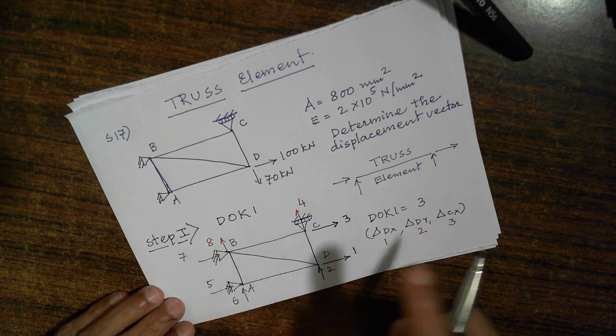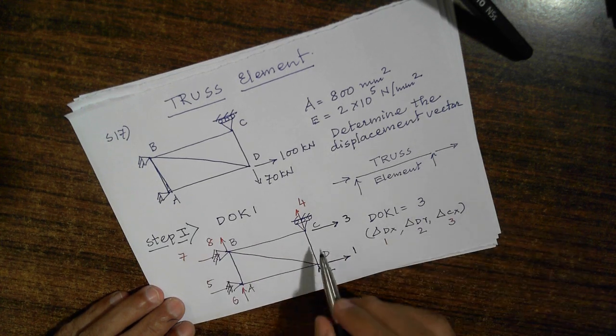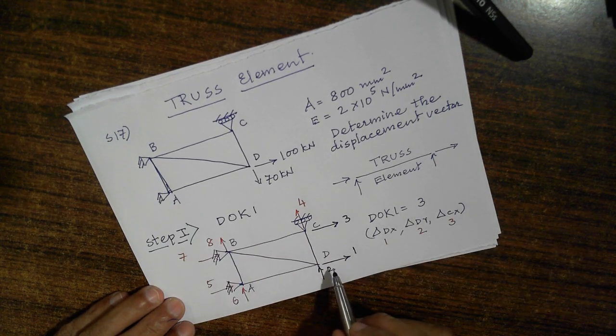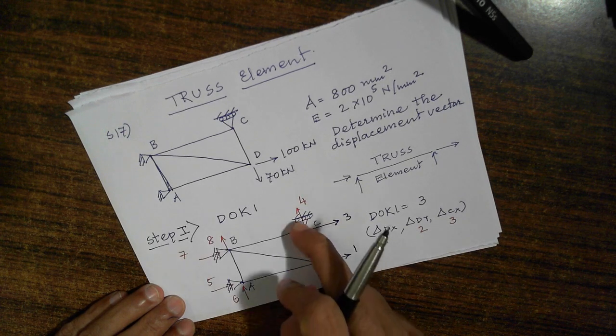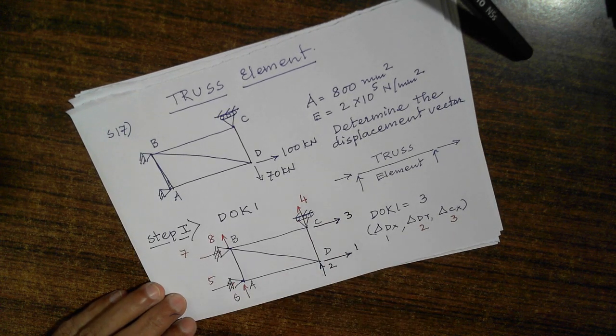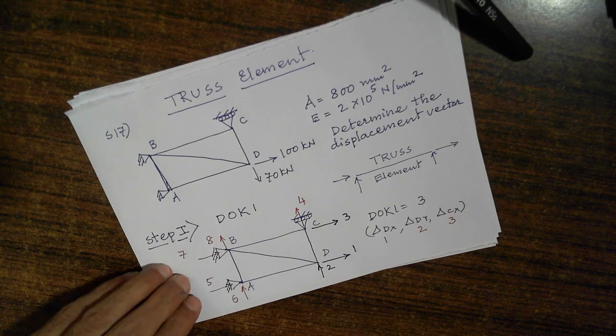So I have seen DOKI equal to 3, and I have marked the structure with the possible degrees of freedom 1, 2 and 3, and non-possible 4, 5, 6, 7, 8. These are all non-possible degrees of freedom where the displacement is not possible. They are marked in the red color. So this is how I have marked for this particular structure.